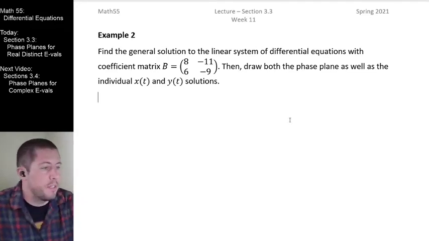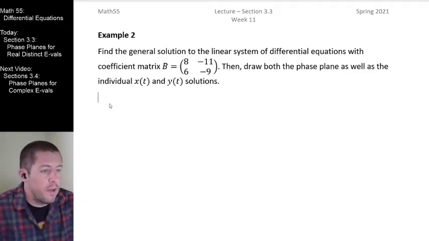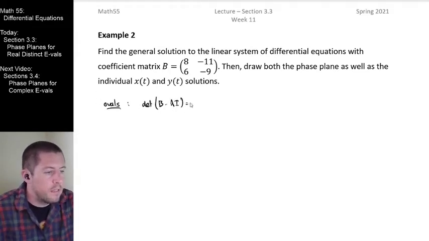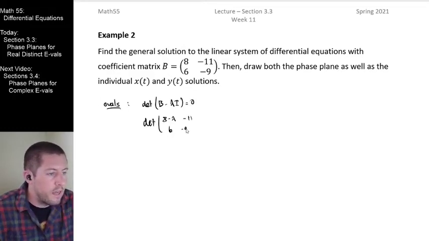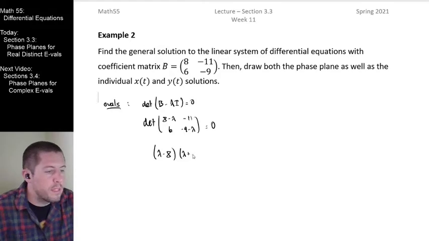All right, so here we go. I'm going to do this guy now. So let's find my eigenvalues, and let's do my determinant of B minus lambda I equals 0. My determinant of 8 minus lambda, negative 11, 6, negative 9 minus lambda equals 0. That's going to give me lambda minus 8 times lambda plus 9 by factoring out a negative from each of those and multiplying them. We're subtracting 6 times negative 11.